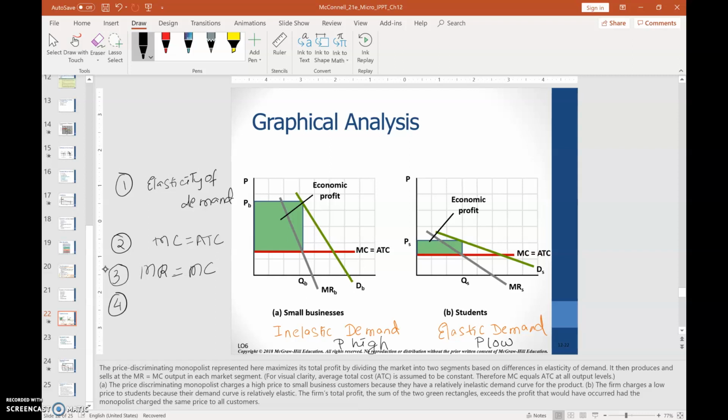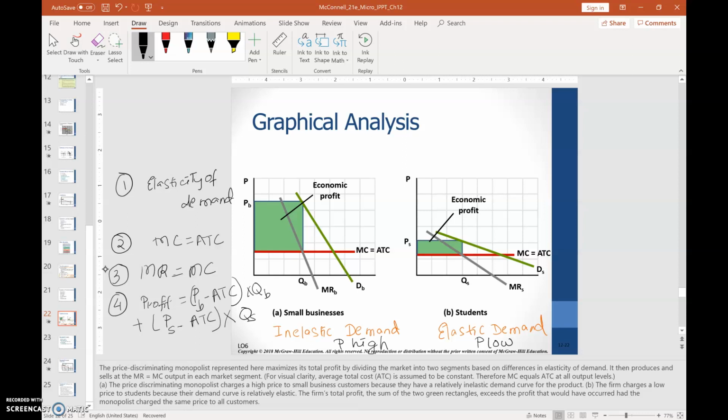Number four, the monopolist maximizes profit by taking the difference between price and average total cost, multiply this by the total quantity, and over here I have P minus average total cost times the quantity.